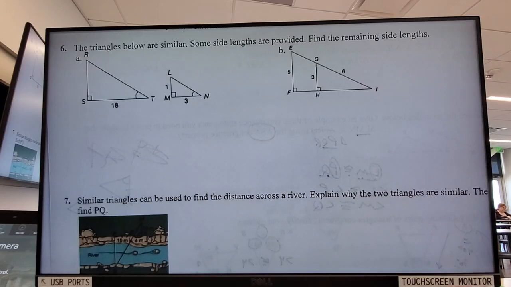Now, can somebody give me one side that is in the larger triangle? I'll start us off. EF is in the larger triangle. I wasn't specific. Give me another side besides EF that's in the larger triangle. EI. Yeah, EI is in the larger triangle. What sucks about EI? It's made up of EG and GI. Yes?